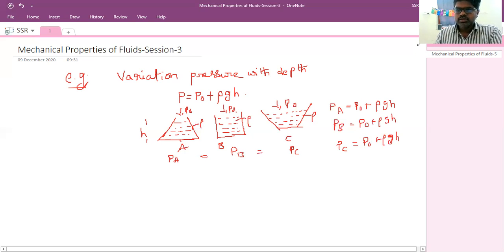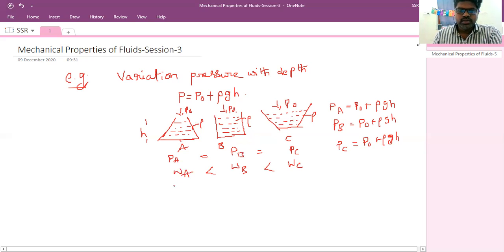Okay. So this is one example. Next, what about weight? Let us say the weight of the liquid in tumbler A is WA, in tumbler B is WB, and in C is WC. Will these weights be the same? No. Here the liquid is less compared to B, so WA is less than WB, and WB is less than WC. So WC is the heaviest. So even though the weights are different, the pressure at the bottommost point will be the same in all 3 cases. So this is the hydrostatic paradox you can see here.